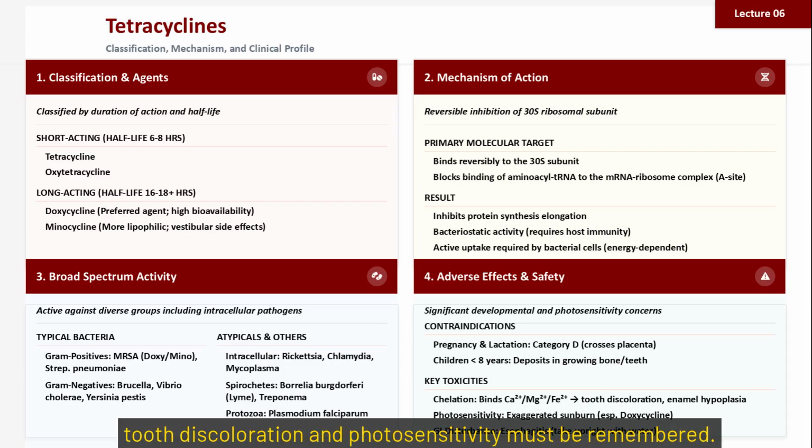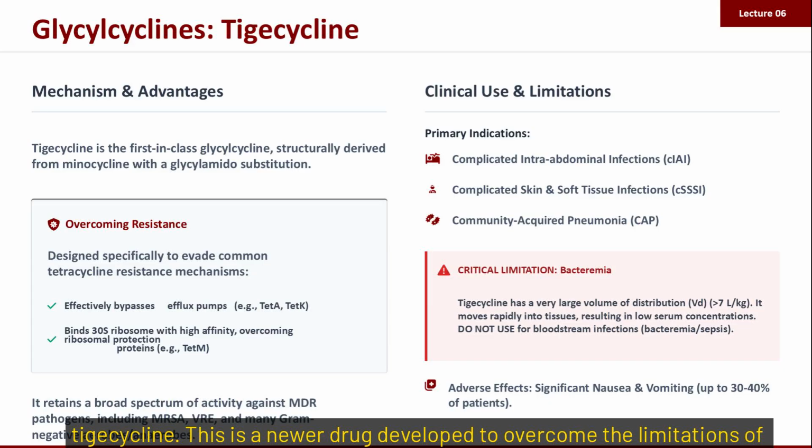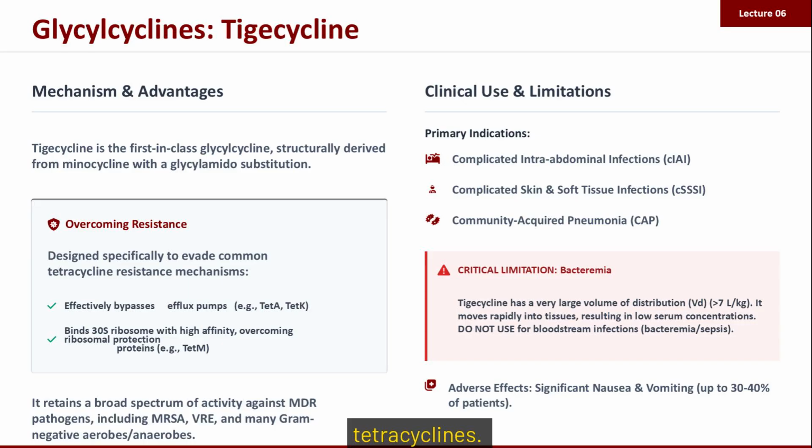Bacteriostatic, but important side effects like tooth discoloration and photosensitivity must be remembered. Alright class, now we discuss glycylcyclines, and the main drug here is tigecycline. This is a newer drug developed to overcome the limitations of tetracyclines.